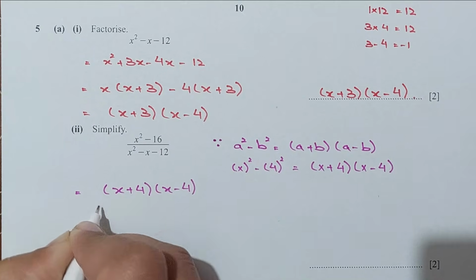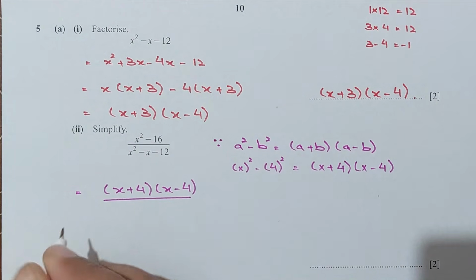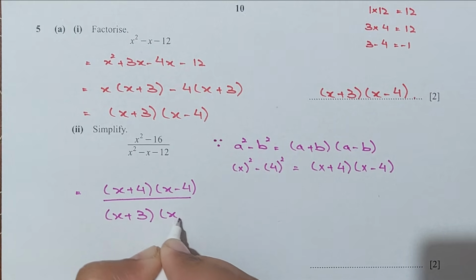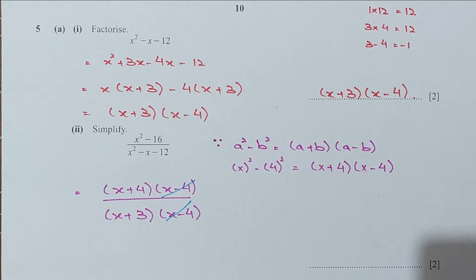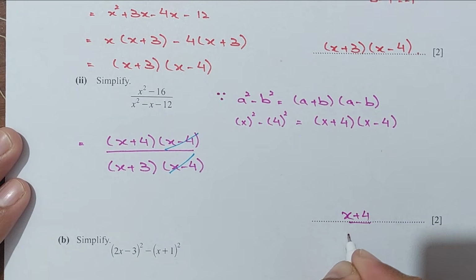The factors of the numerator and the denominator are the same, and we have done the factors, which are x plus 3 and x minus 4. So we can cancel the like factors. You can see x minus 4 is the like factor, cancel it out. So the simplified answer is x plus 4 over x plus 3.